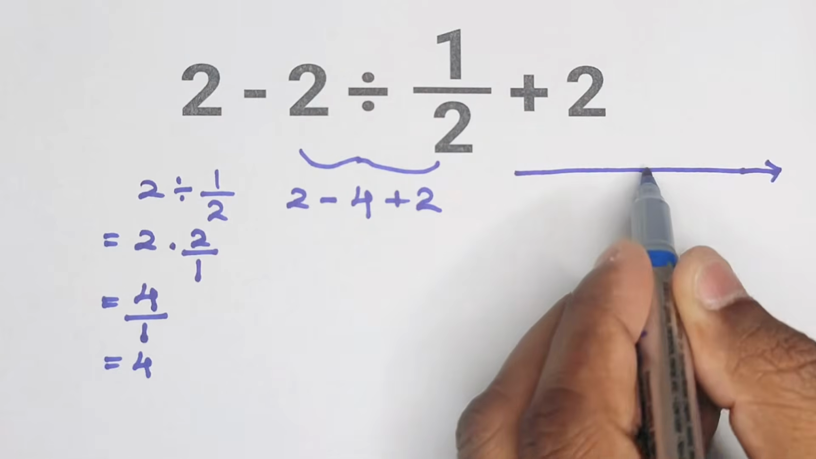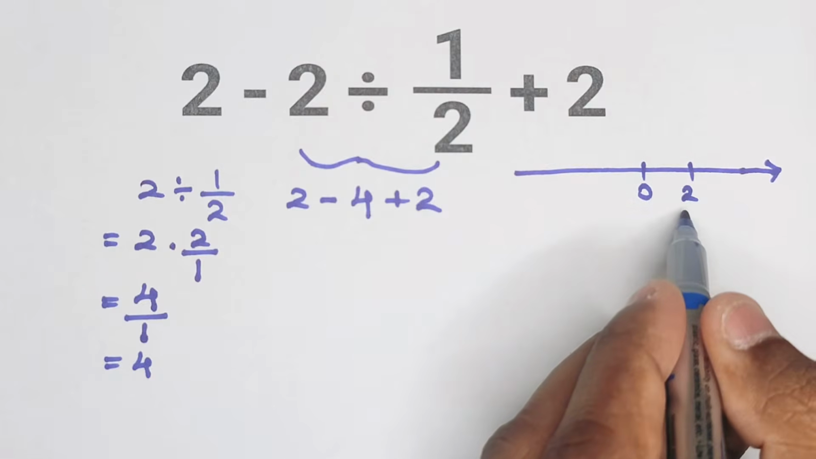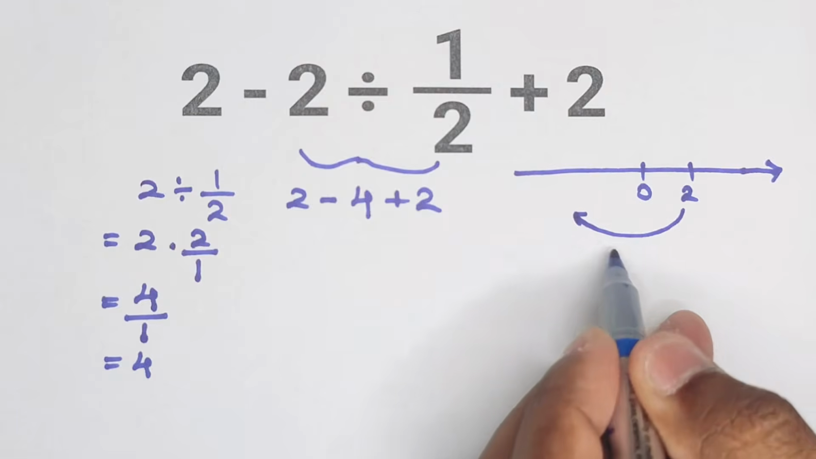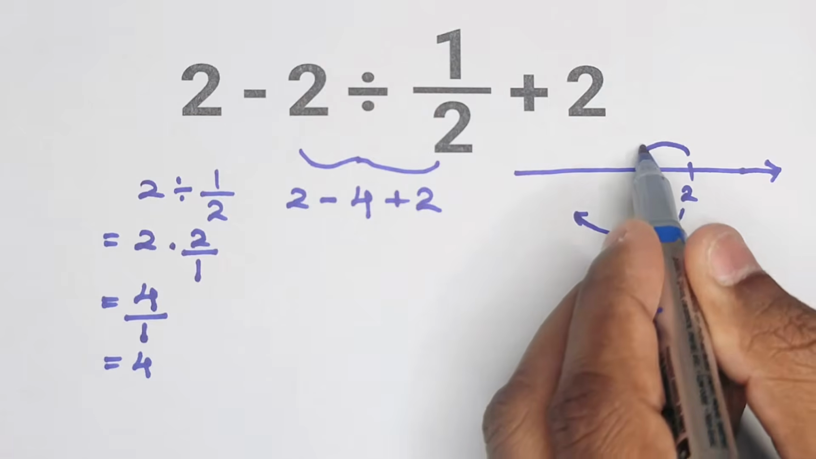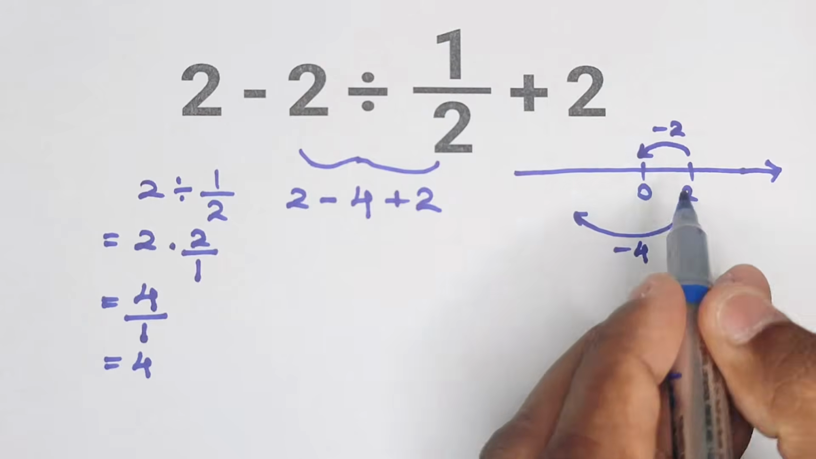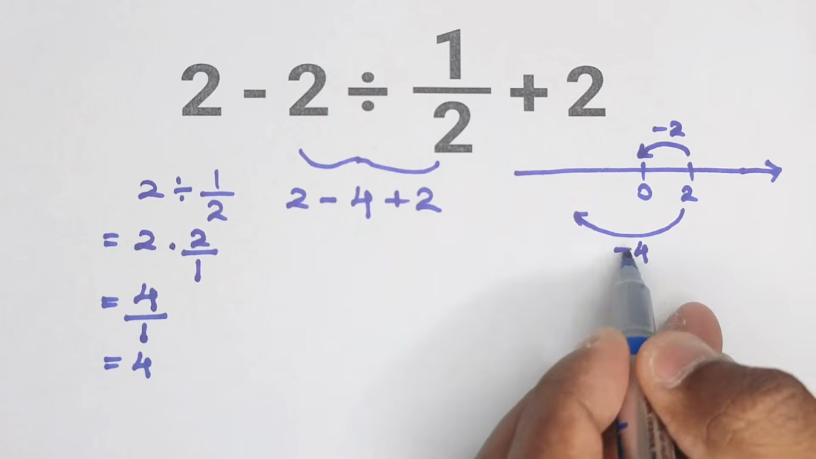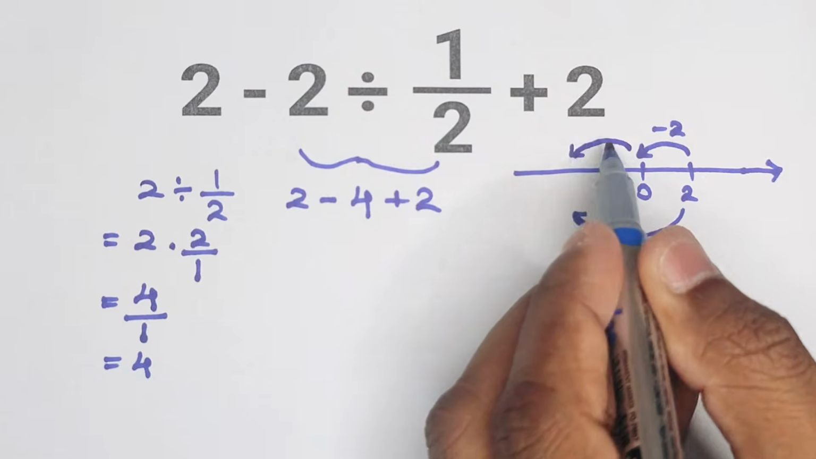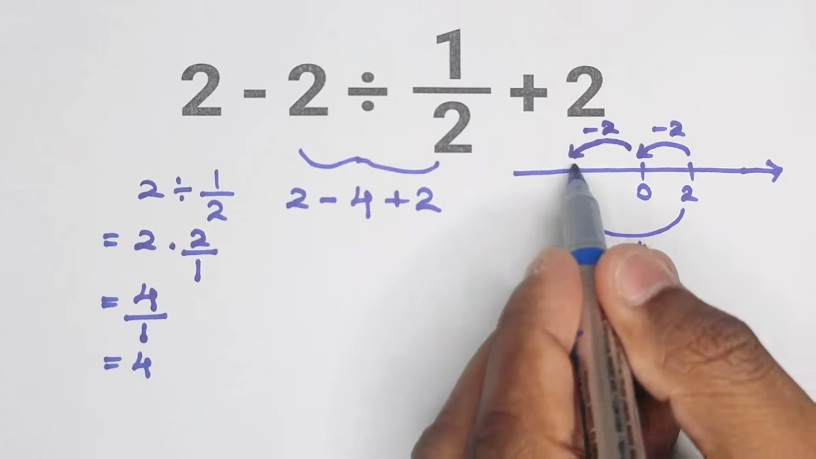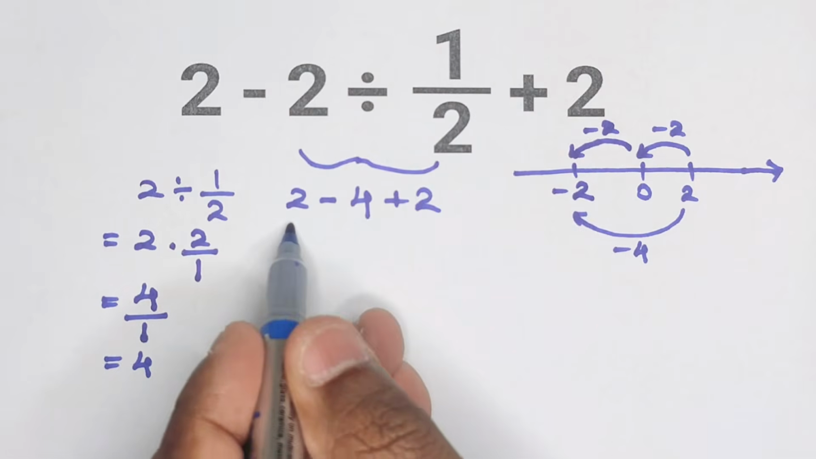Here's 0. We start at 2 and we want to subtract 4. First, I subtract 2 to get back to 0. But I still need to subtract 2 more to subtract 4 in total. So I move 2 more steps to the left and I end up at negative 2. That's the result of this calculation.